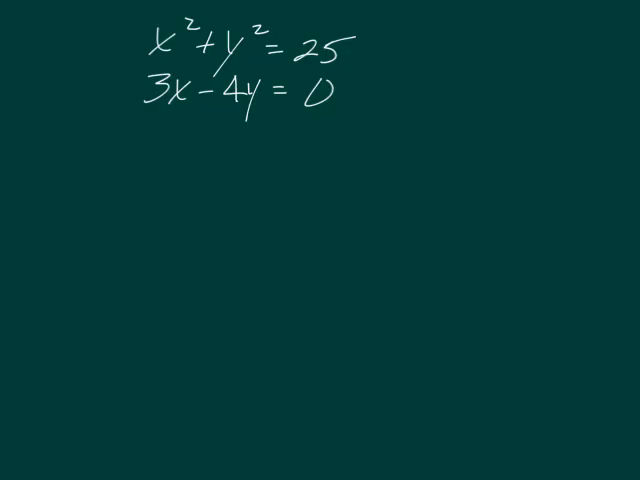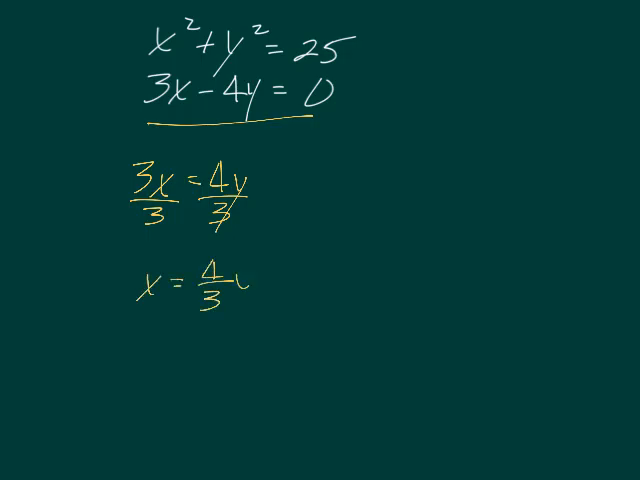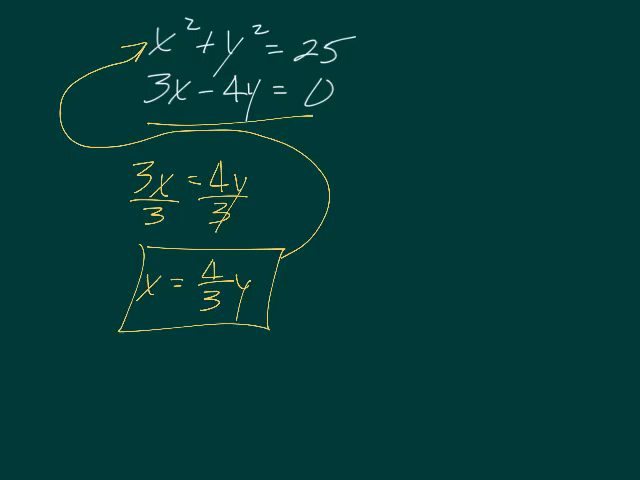So what we're going to do is take the simplest equation, the second one right here, and we can set it to x or we can set it to y. Doesn't really matter which one we do. So let's go ahead and set it to x. So let's take 3x and make that equal to 4y. And then we're going to divide both sides by 3. So x equals 4/3 y. So now wherever I see an x up here, I'm going to put 4/3 y in its place. So that's going to look like this.